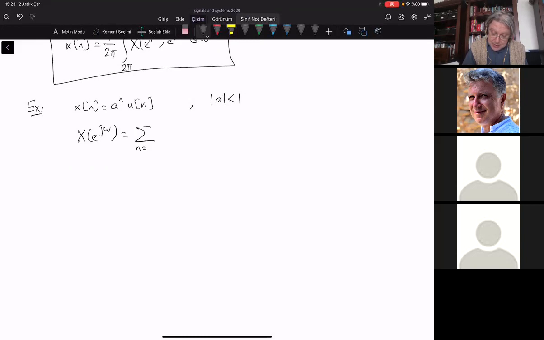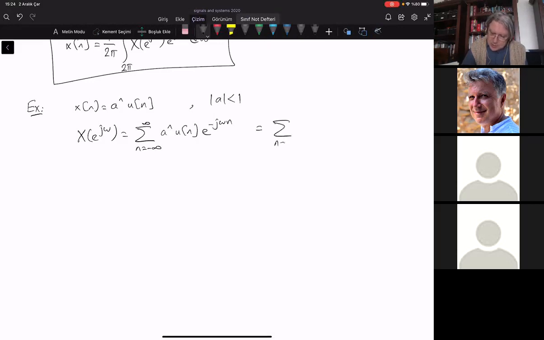First, let's put everything into the Fourier transform formula, which is this. x of n is a to the n u of n. Now, because of this u of n inside the summation, we can see that the summation over n essentially starts from 0, because for all negative n's, u of n will make a 0 times everything, and the summation will not be contributed to.